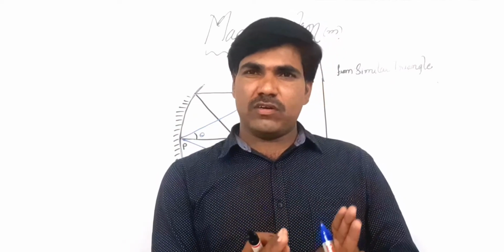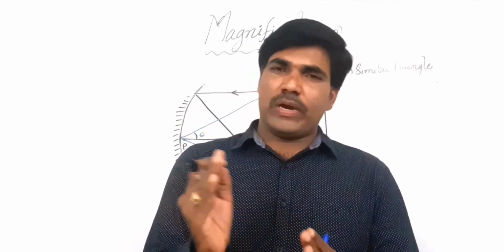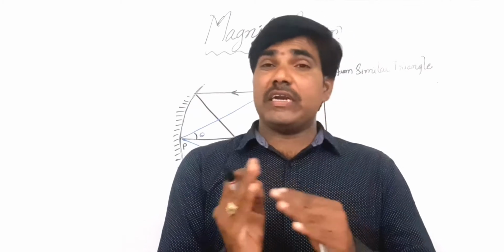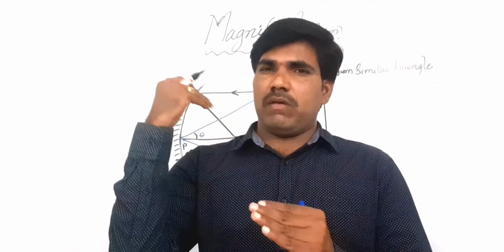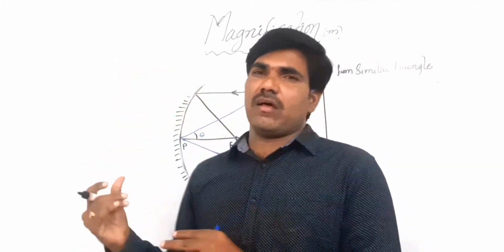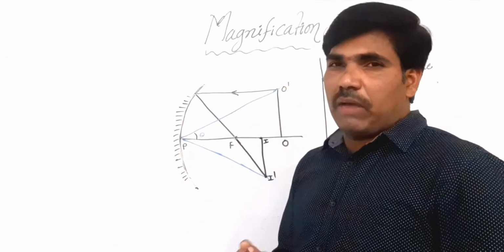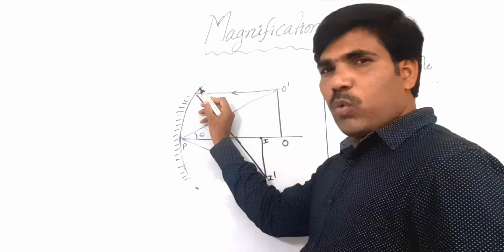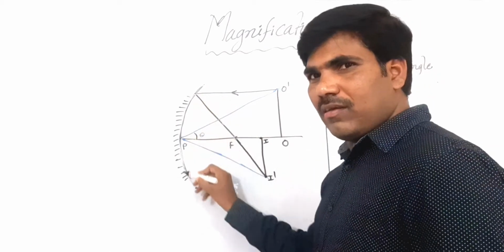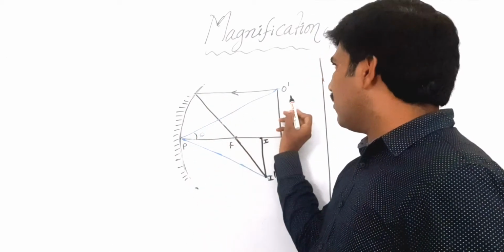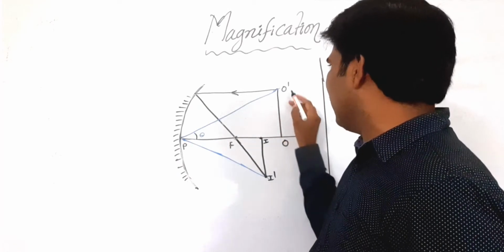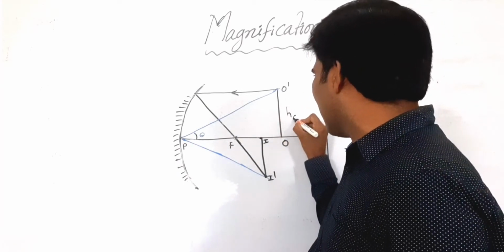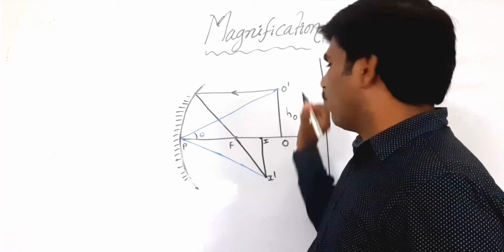How it is enlarged and where it is enlarged, where it is diminished and where it is enlarged. All this information comes from the magnification. For this purpose, we take a concave mirror like this, and here we consider the object height, which is taken as HO, that is OO dash.